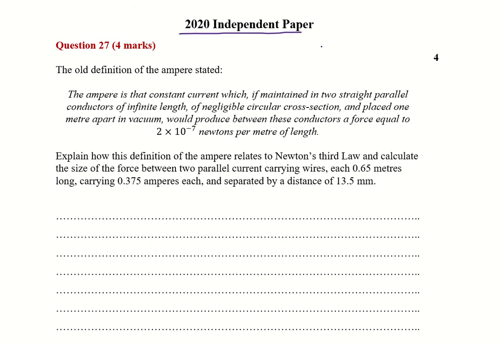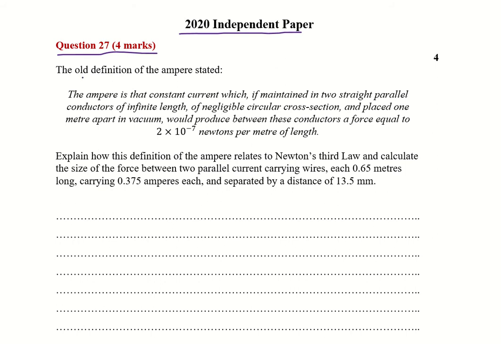This video we're going to do is the 2020 independent paper for physics, question 27 worth 4 marks. Now this one's going to be revising Ampere's law or definition of 1 amp, what that means, and how does it link to Newton's third law of motion.